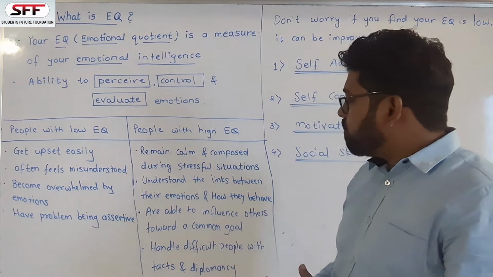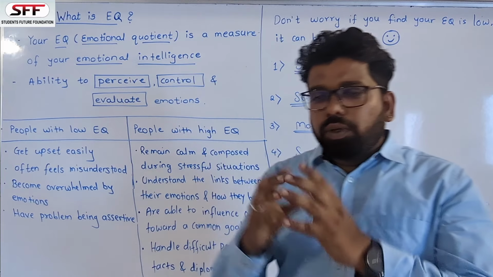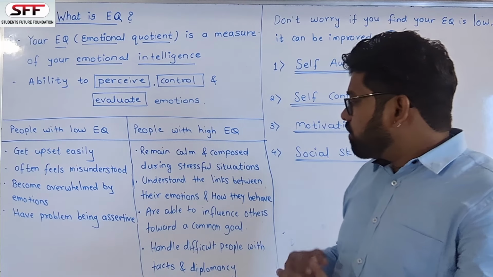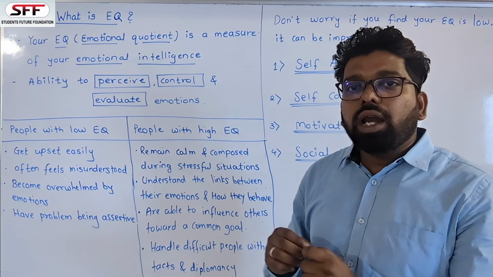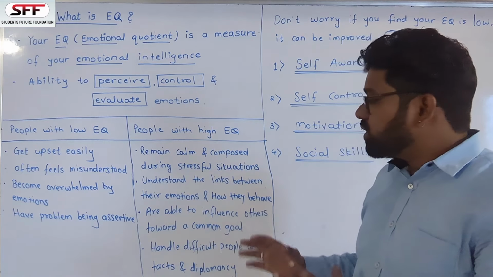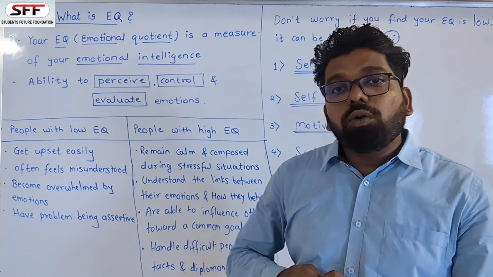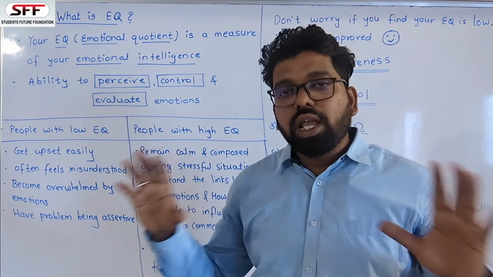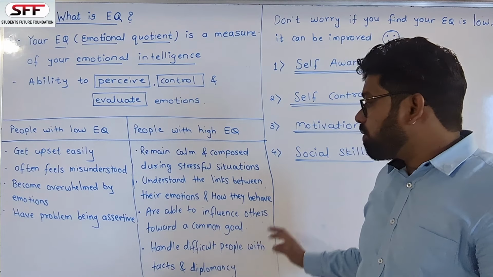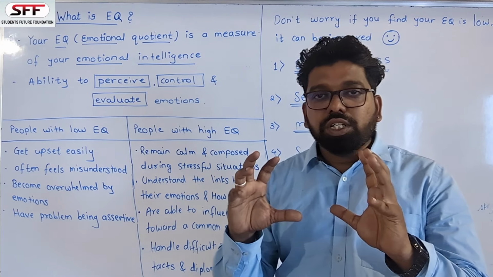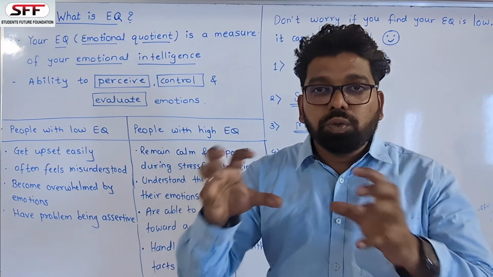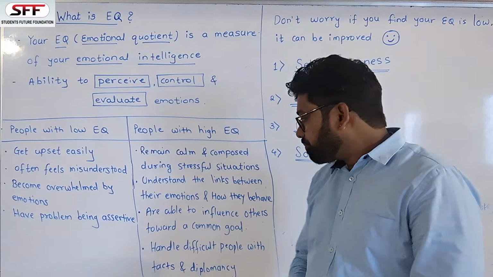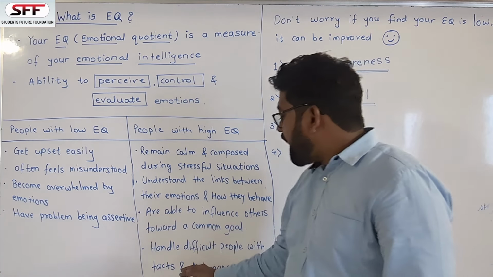Are able to influence others towards a common goal. So in order to become a good leader, this point is very important, because a good leader tries to influence his teammates towards a common goal. If you want to build your leadership quality, if you want to become manager or CEO, or if you want to lead any organization, this point is very important. So you should have the ability to influence people around you to achieve a common goal. With EQ you can easily achieve it, and handle difficult people with tact and diplomacy.